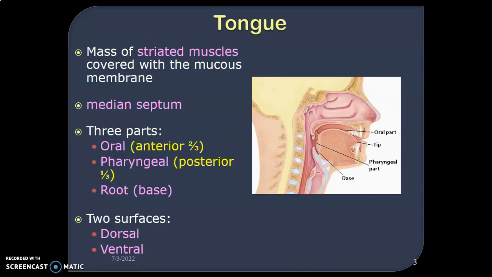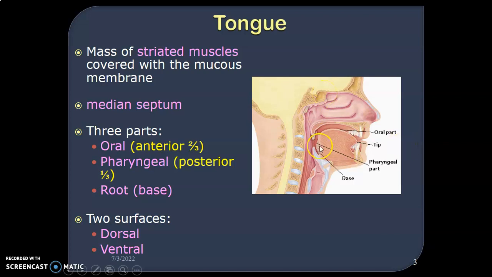So the tongue is made up of striated muscle. So it's made up of skeletal muscle, and these skeletal muscles are covered by mucous membrane, which has stratified squamous parakeratinized epithelium. The muscles on the right and left side are separated by a median septum, and the tongue has three parts. It has an oral part, which is the anterior 2/3, followed by the posterior third, and lastly the root or the base of the tongue.